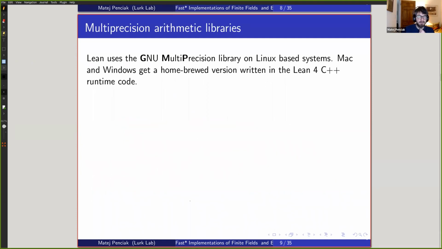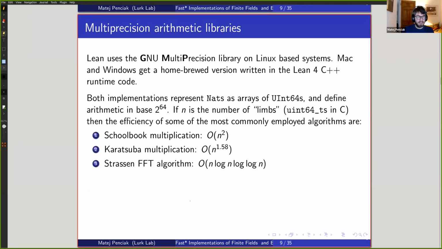The multi-precision arithmetic library that Lean is based on, on Linux-based systems, is the GNU multi-precision library, GMP. Mac and Windows get some homebrewed version, which is part of the Lean 4 C runtime code, which is essentially equivalent. And the way that they represent these natural numbers is as arrays of UInt64s. If we want to represent a number of size 2 to the 256, we essentially need 4 limbs of UInt64s. And given that you're representing a number as UInt64s, there are standard ways to multiply numbers in base 2 to the 64.